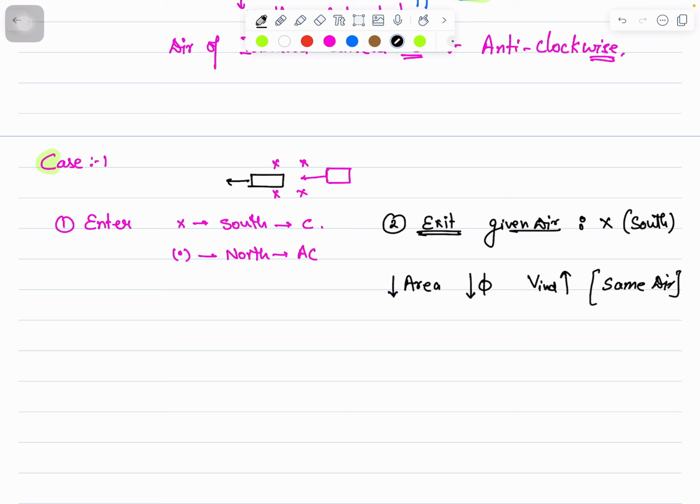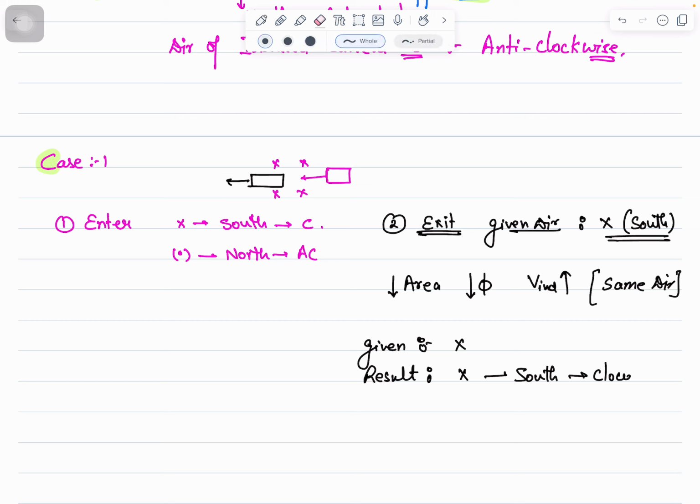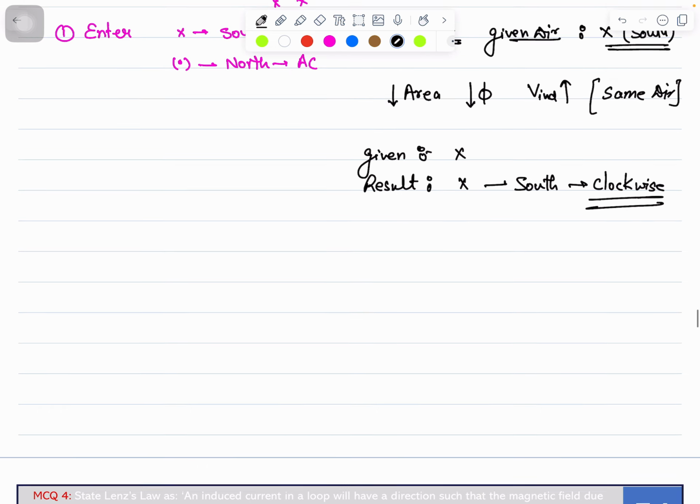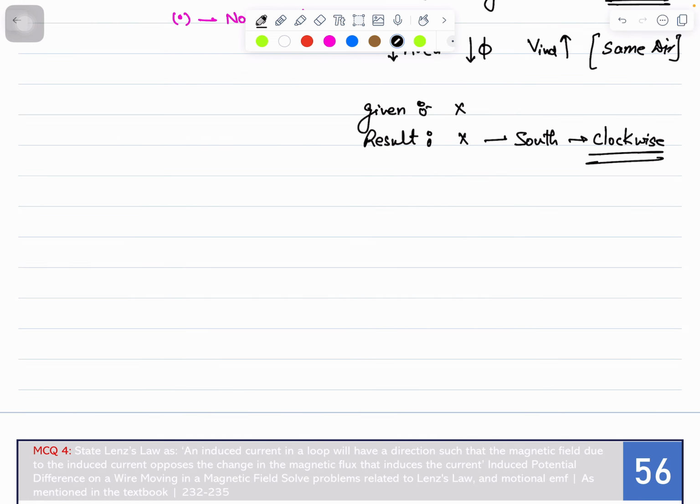So same direction means what we have already? X. So given direction is X. Resultant direction, result should be X. X means south. South means clockwise. South means clockwise. Yes or no? And this is your answer. Clear, guys? Okay, I'll take one more question so that it will be easy for you to solve the numericals.